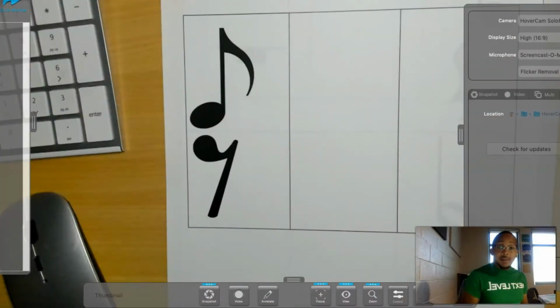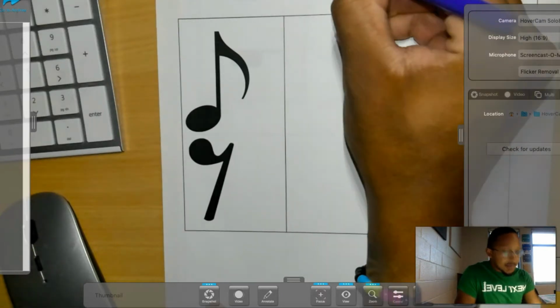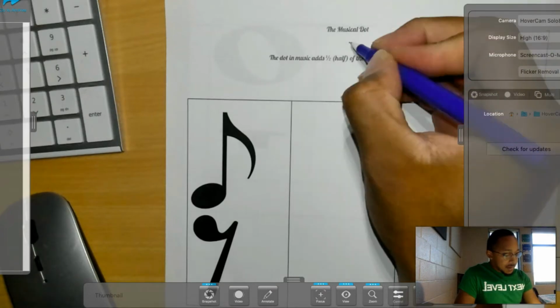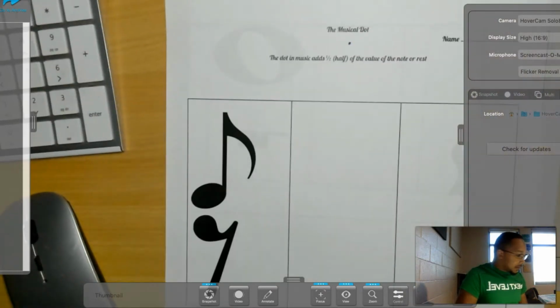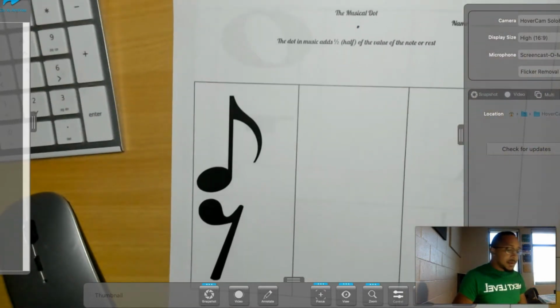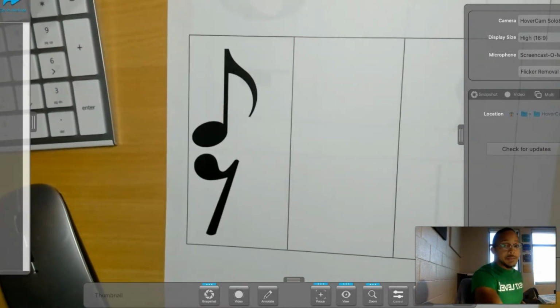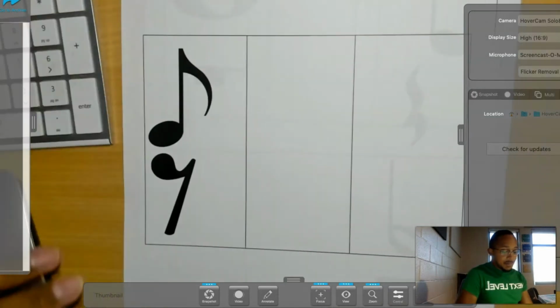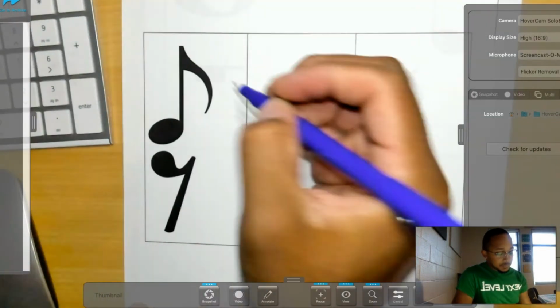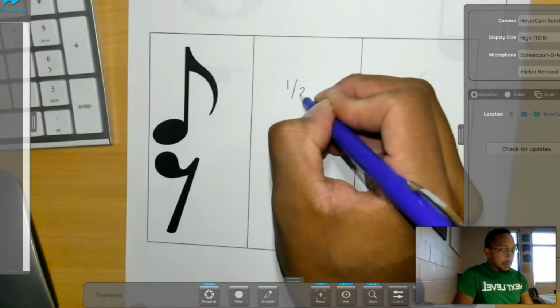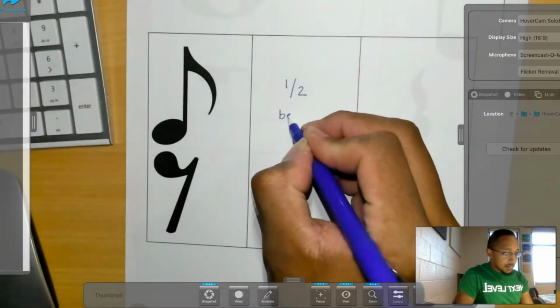All right, in thinking about what the dot looks like, remember the musical dot is just a simple little dot. You can't see that? Now you can. There's our musical dot, just like that. So we're going to go through each of our note values and rests, name them, and describe what is going to be the value. So first we have the single eighth note and the single eighth rest. We know that is worth 1/2 of a beat.